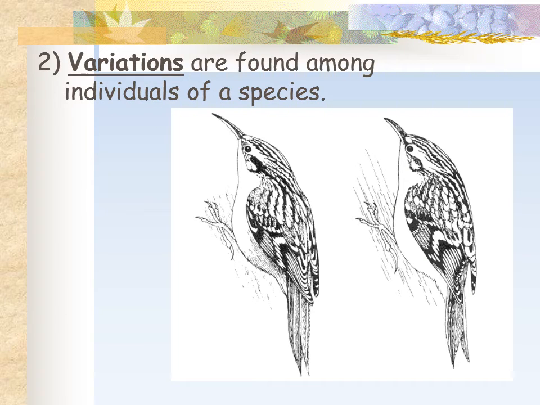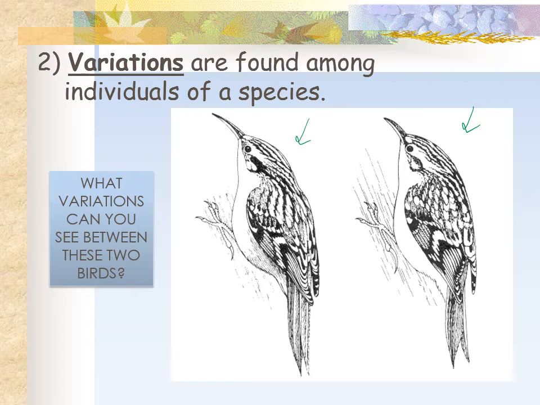Secondly, he said there are variations found among individuals of a species. So when you look at one member compared to another member, assuming these birds are the same species, they're not exactly alike. Some look different from each other. It's natural to have that variation. What are some of the variations you see between these 2 birds?